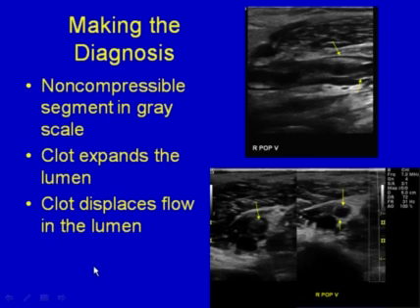So the diagnosis of a DVT is made by a non-compressible segment in grayscale. The clot will expand the lumen, and also if you're using color, it will displace the flow in the lumen. So here we see a patient in long axis. Here's the popliteal vein with a thrombus within it, and you can see again on transverse, the popliteal vein is not collapsing.